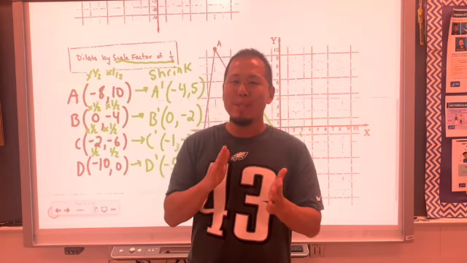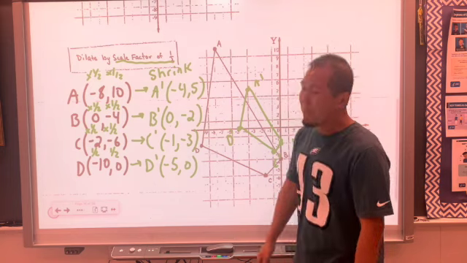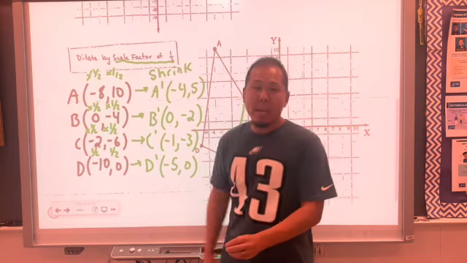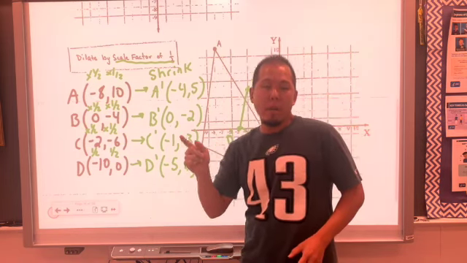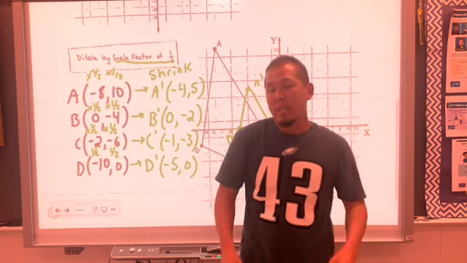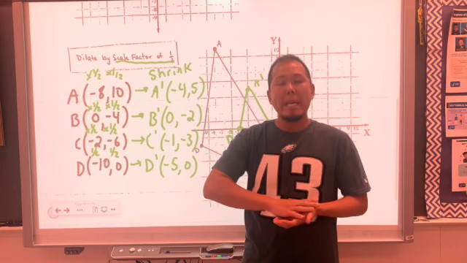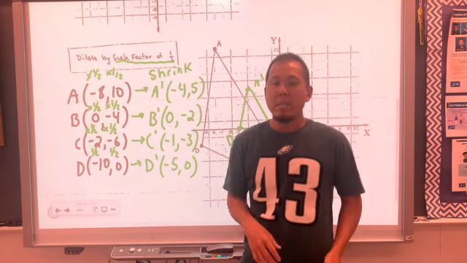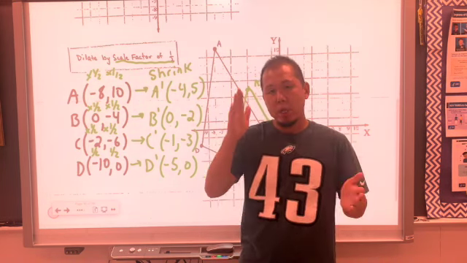Same shape, different size. So again, when we want to dilate by a scale factor, we take our scale factor and multiply it by the ordered pairs to get our new ones. Remember, if the scale factor is greater than 1, it's an enlargement. If it's less than 1, it's a shrink.